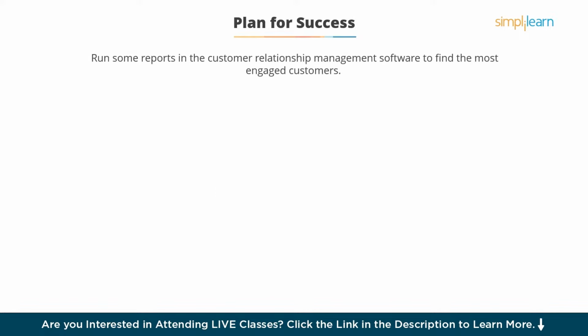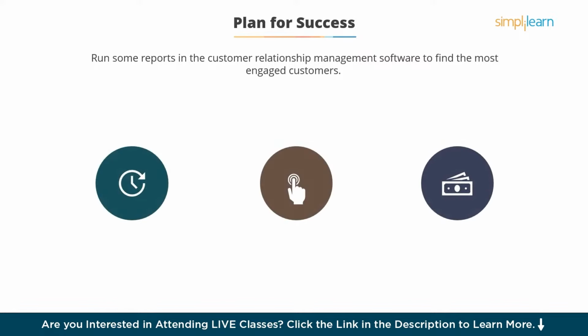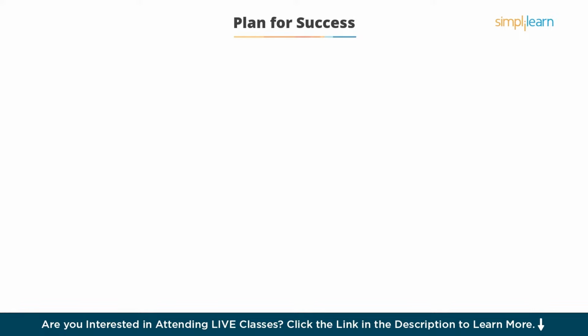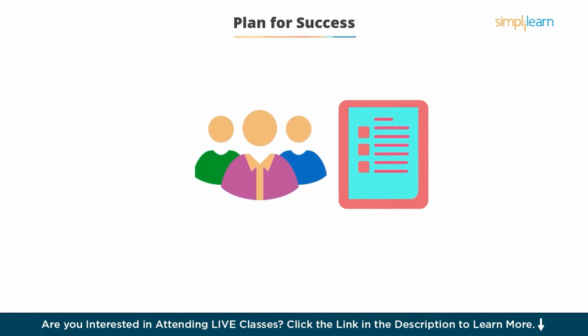This leads to the next step. Run some reports in your CRM to find your most engaged customers. The acronym for this is RFS: Recency, Frequency, and Spend. Recency: when was the last visit or interaction? Frequency: how often do they interact or purchase? And spend: how much do they spend? Each of these will provide you with a list of customers that show their engagement with your company.